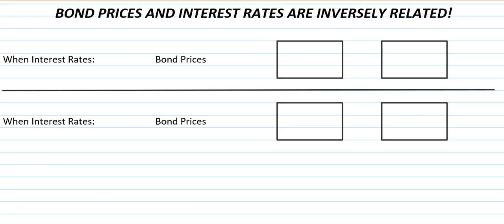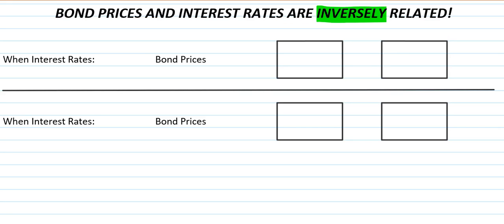All right, so let's do a quick review of a pretty basic but very important economic concept about bond prices and interest rates. As we've got at the top here, the big idea, the thing we need to walk away with more than anything else, is simply that bond prices and interest rates are inversely related.